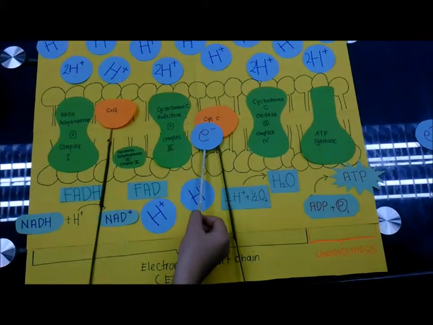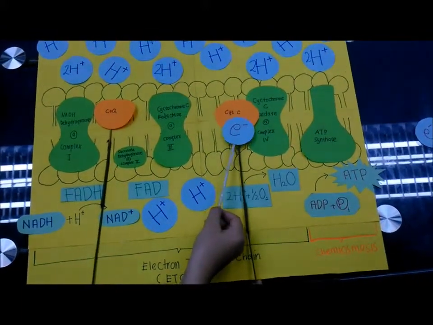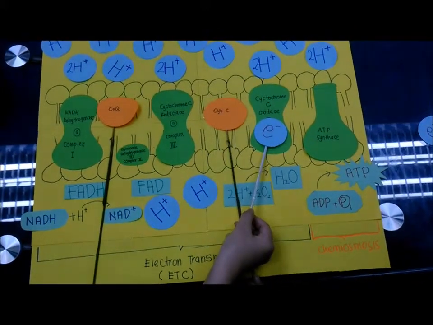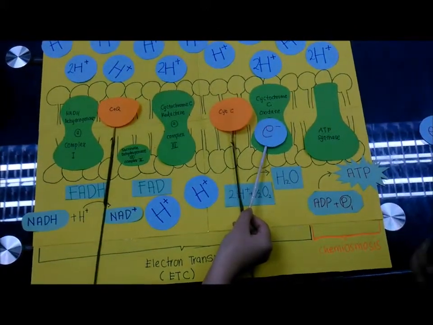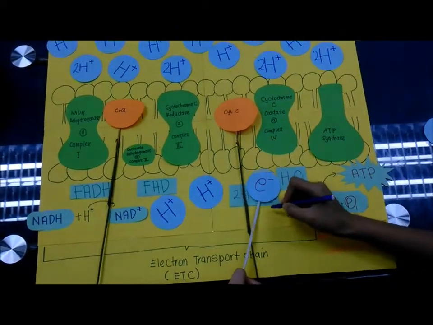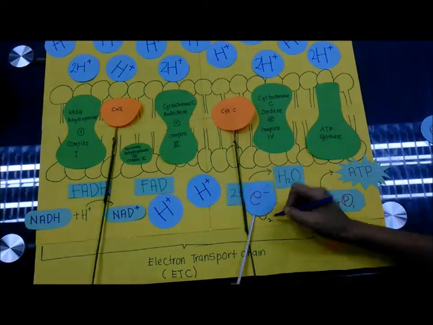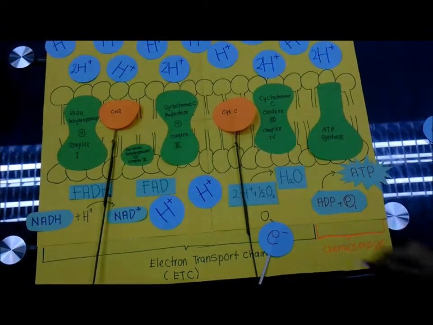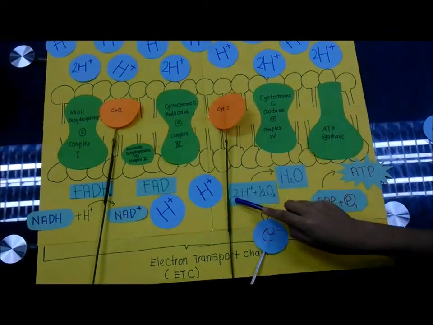Cytochrome C then passes the electron to cytochrome C oxidase. The last cytochrome of the chain passes its electron to oxygen. So, oxygen acts as the final electron acceptor in the ETC. Each oxygen atom also picks up a pair of hydrogen ions from the aqueous solution, forming water.